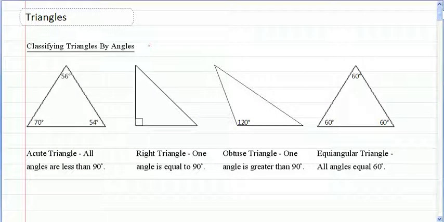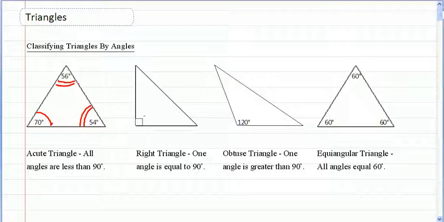In this lesson you will learn about triangles. And the first thing about triangles is that when you classify triangles by angles, you have 4 different types of classifications. When all of the angles in a triangle are less than 90 degrees, then the triangle is acute.